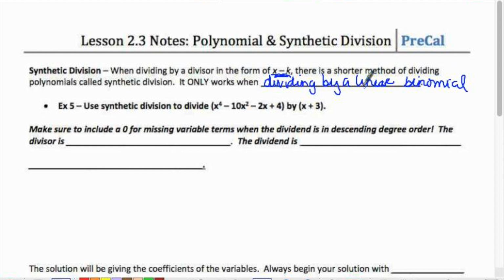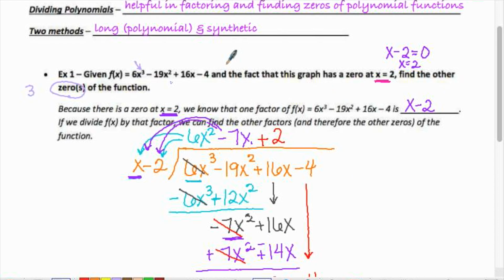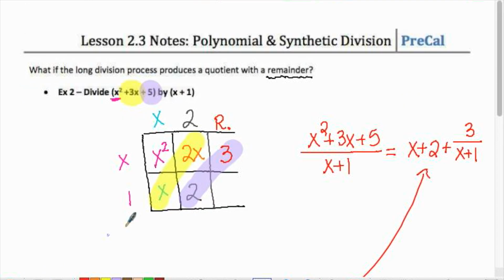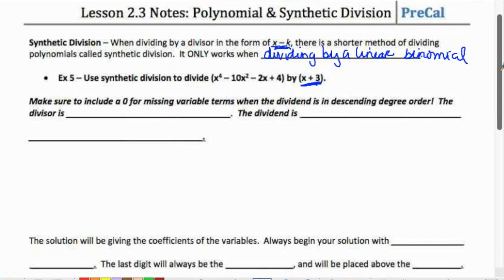Okay, linear means that the exponent is to the first power. Binomial means two terms. So this is a linear binomial. If you come back over here, our first problem, this is a linear binomial, x minus 2. So we actually could have done synthetic division with that problem. We also could have done synthetic division with this problem. Any of those that have a linear binomial, you can do synthetic division with.